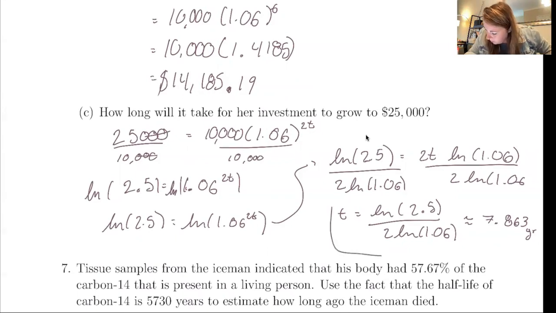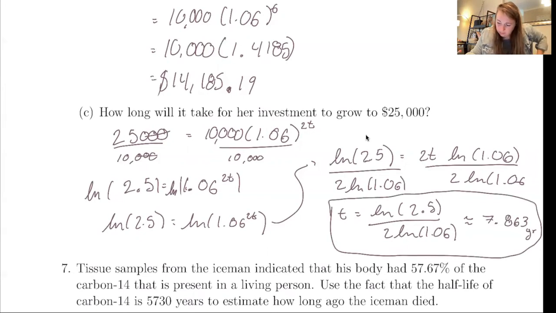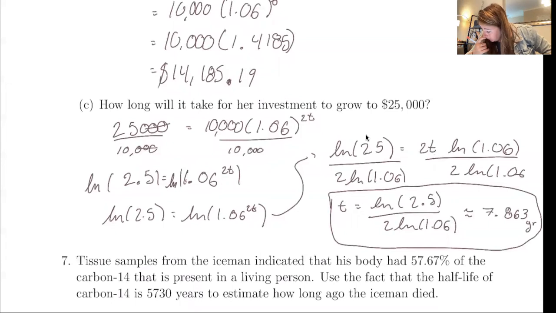Okay, great. All right. So we want to make sure that we're giving an exact answer, not rounding it so much that our answer is wrong, like saying 8 years. That's not going to work.